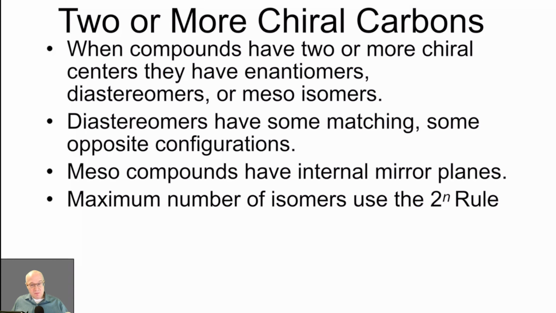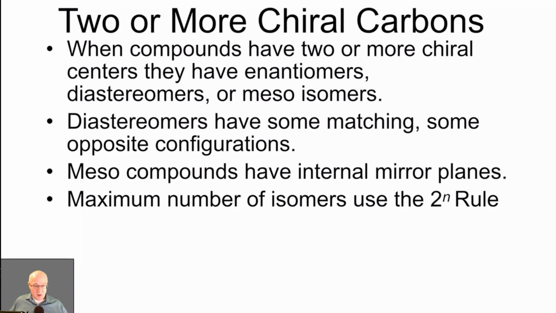Diastereomers have some matching and some opposite configurations at the chiral carbon. So the first example I showed you, the bromine was the same in both cases, same R or S. We didn't assign it, but it had the same orientation coming towards us in both examples. The chlorine was going back and was coming forward. The one on the left was going back. The one on the right was coming forward. So that's where the difference was, and that made them diastereomers.